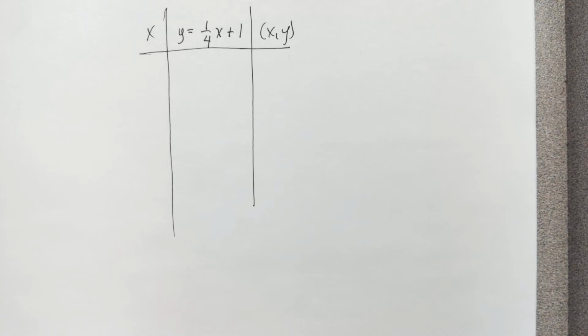Mr. Brown, when you say to pick 4, 8, 12, that's your x. And when you say to pick 0, you're telling us to put that for x? So 1/4 times 0 is 0, right? So over here you put 0, 0.